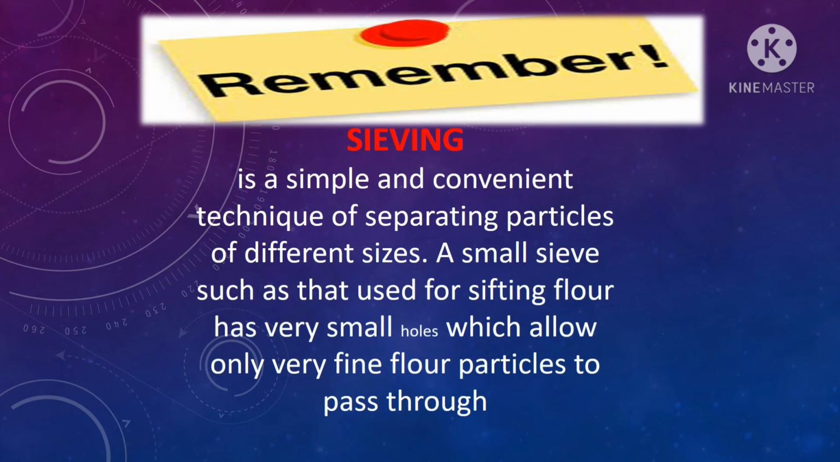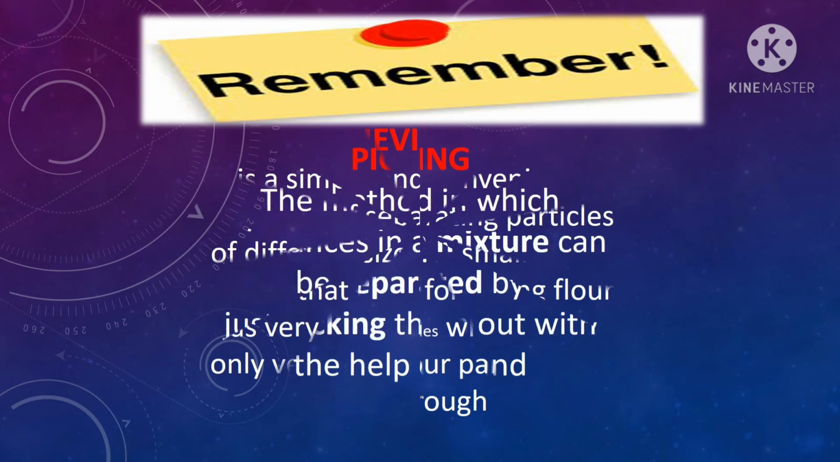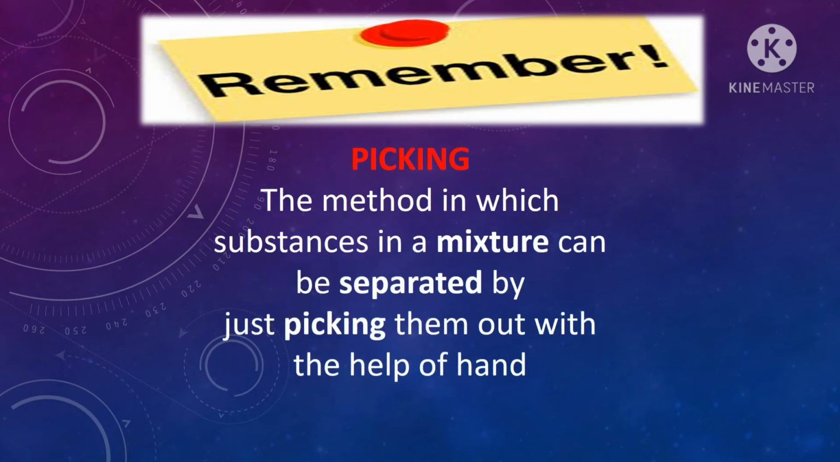Sieving is a simple and convenient technique of separating particles of different sizes. And picking is the method in which substances in a mixture can be separated by just picking them out with the help of hand.